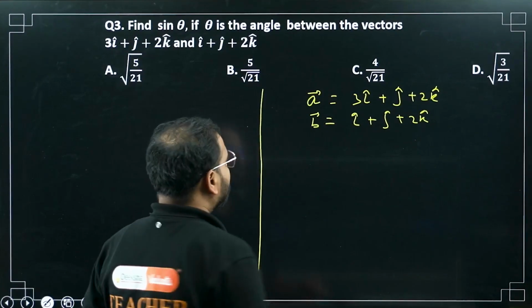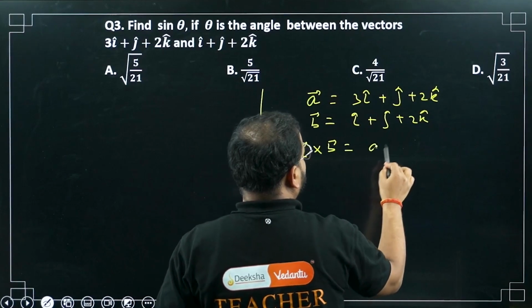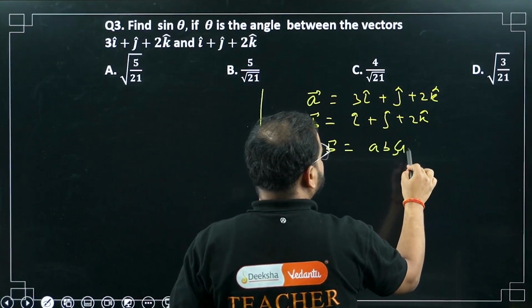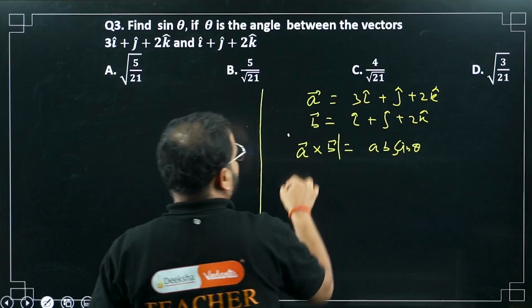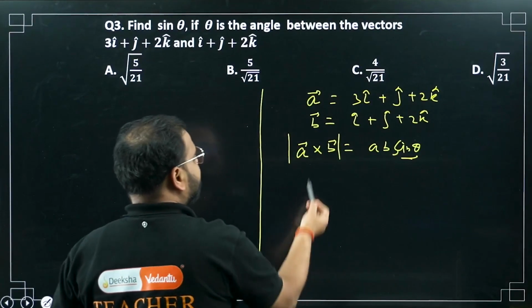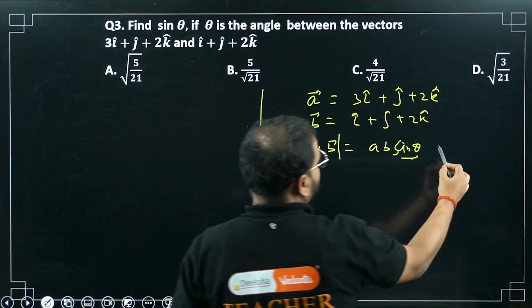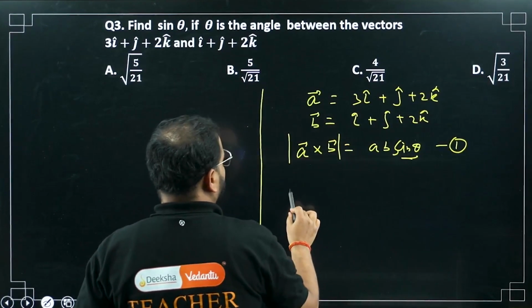We know one formula, right? We know A cross B is going to be AB sin theta, right? We're looking for the sin theta value, so if I find A cross B divided by AB, I'll get the sin theta value. Like this is my equation 1. Let's find A cross B now.